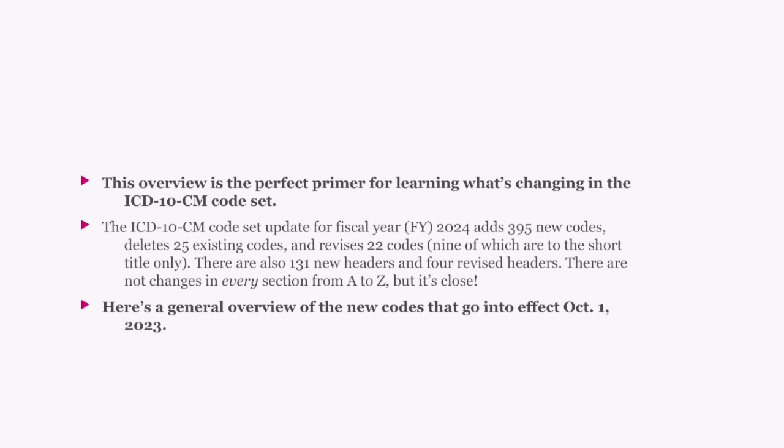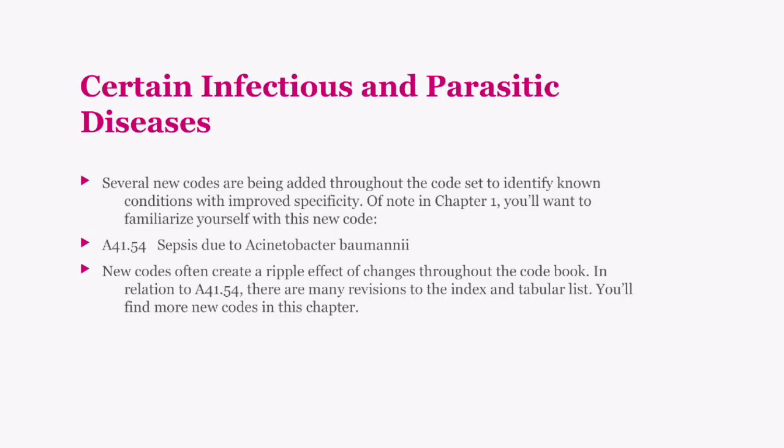Here's a general overview of the new codes that go into effect October 1, 2023. Certain infectious and parasitic diseases. Several new codes are being added throughout the code set to identify known conditions with improved specificity. Of note, in Chapter 1, you'll want to familiarize yourself with this new code: A41.54, sepsis due to Acinetobacter baumannii.